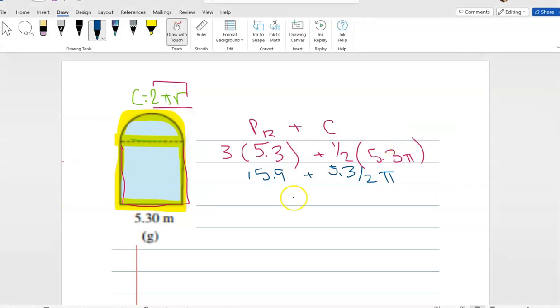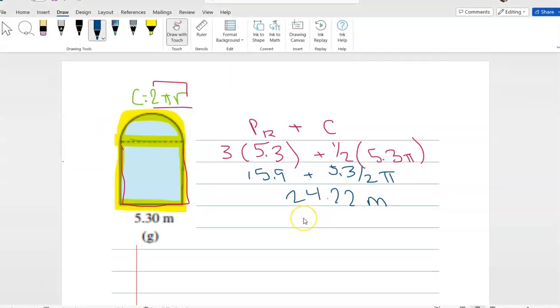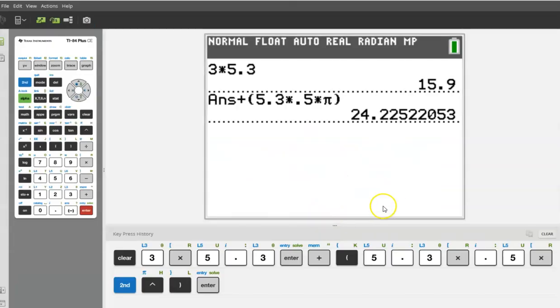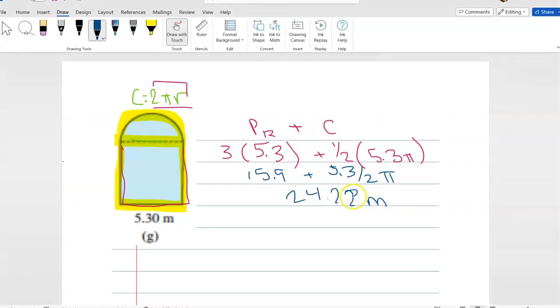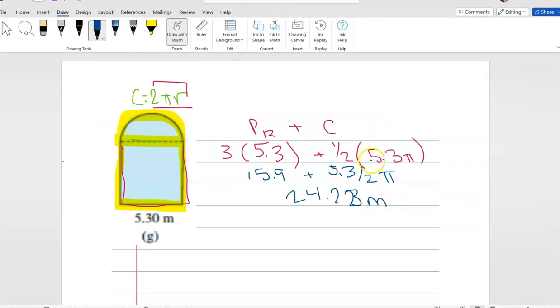So then 24.24, and this was in meters, so this is still in meters. This is going to be my answer. Okay, and it will tell you how many decimal points to round to. Let's see here. Yeah, I'd round up here. Depending on what, if I was doing 2 decimal places, I'd do 23.